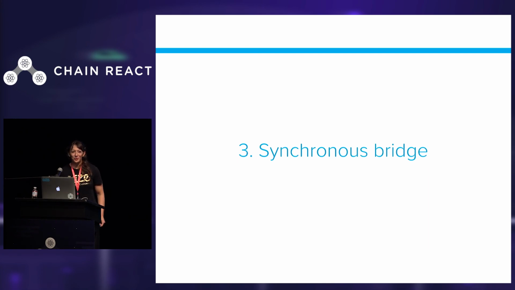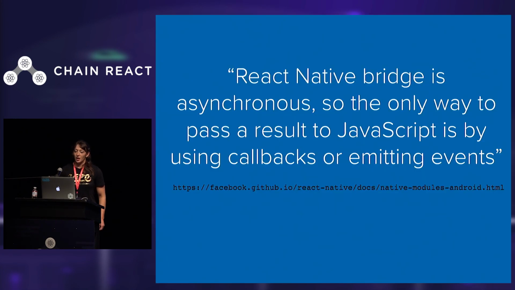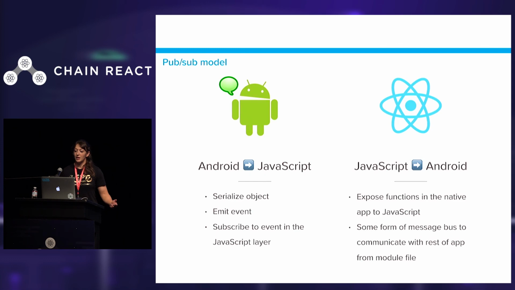And then number 3 would be a synchronous bridge. So the current state of React Native is that the bridge is asynchronous. That's the only way that you can communicate between the native and JavaScript layers. So that makes it pretty complicated, even if you just have a simple function that you want to call in order to communicate between the two.